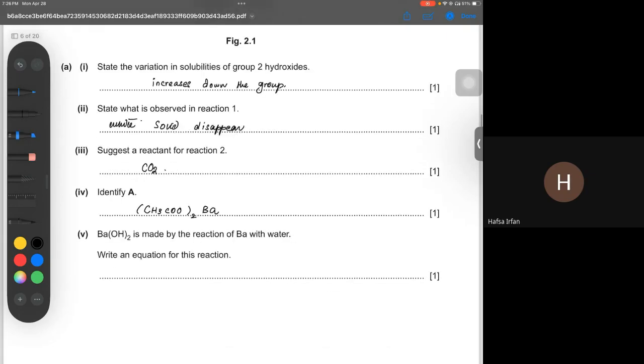Write an equation for this reaction. So when barium is going to react with water, since barium is more reactive, as we go down the group the reactivity of metal increases, it would be forming salt and hydrogen gas. To balance this equation, I would be writing this. Yeah, the equation is balanced.